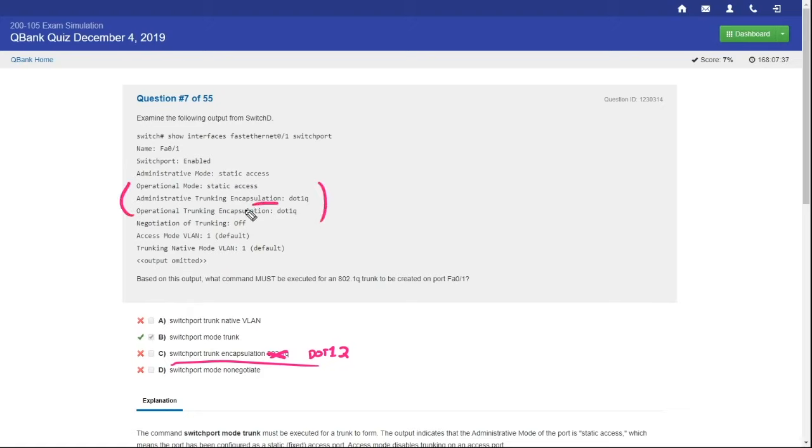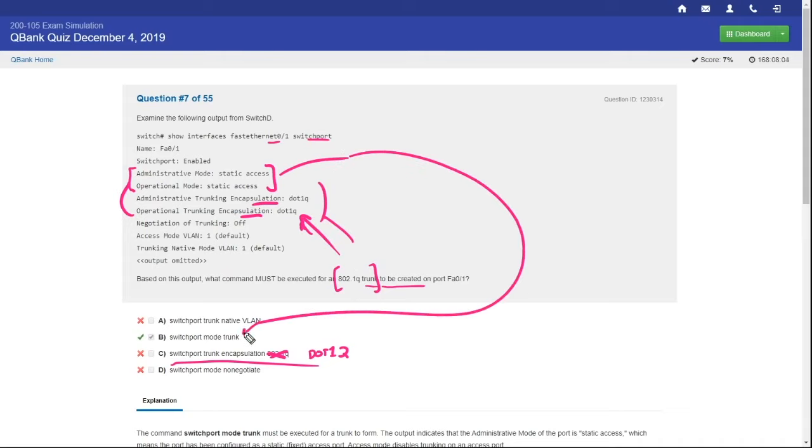But if you look up here, the administrative and the operational trunking mode is actually set to dot1q already. So the thing that we want to focus in on here, when we do the show interface Fast Ethernet, switchport, it says, based on this output, what command must be executed for an 802.1Q trunk to be created? Well, the encapsulation is already set, so this piece is already done, right? What we have to do is flip that over from access mode to trunk mode, and we do that by typing in switchport mode trunk, which is the answer B.